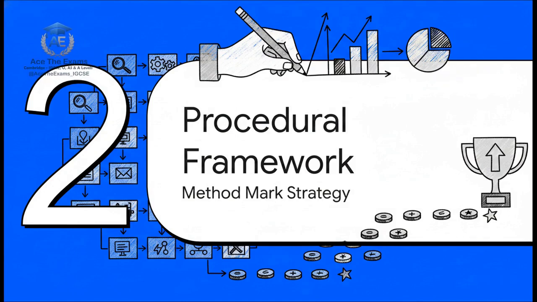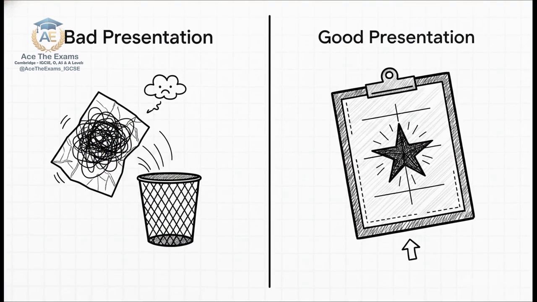Let's execute Section 2, the procedural framework. This is the method mark strategy. This is the beautiful part of the exam where you can earn points simply for showing professional process, even if your final calculation throws an error. Practical application isn't just about math, it is about following strict syntax rules. Now, this is exactly where Dev Sam fails.